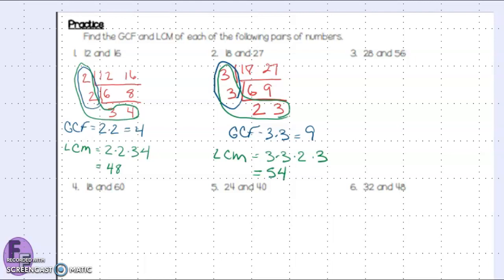Continue all the rest of the four problems and then show me your page to see if you figured out correctly the answers.